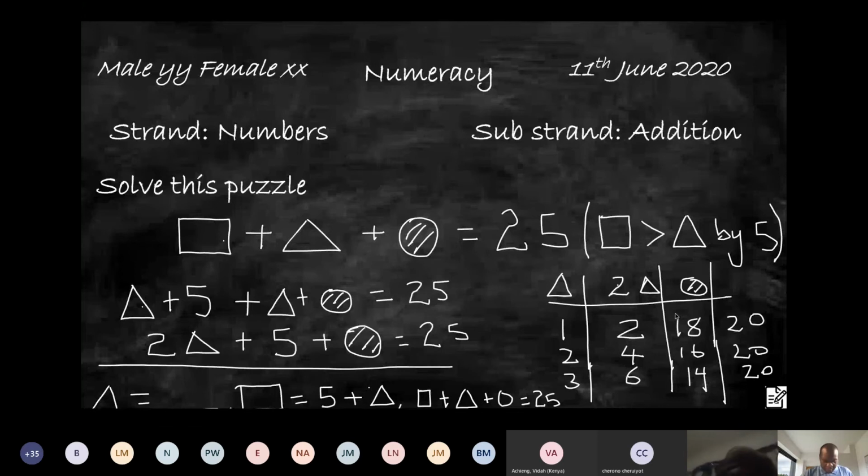And I can see, for example, Mercy Kinywa says 10 plus 5 plus 10. Michael says 8 plus 3 plus 13. John K says 12 plus 7 plus 6. So we are able to get different answers from the same question, which is great.